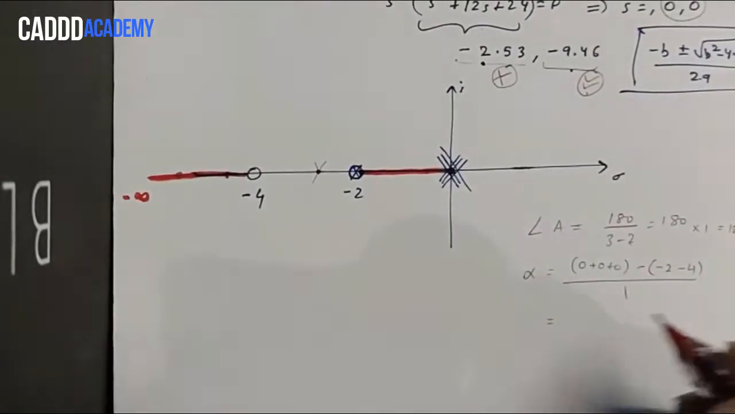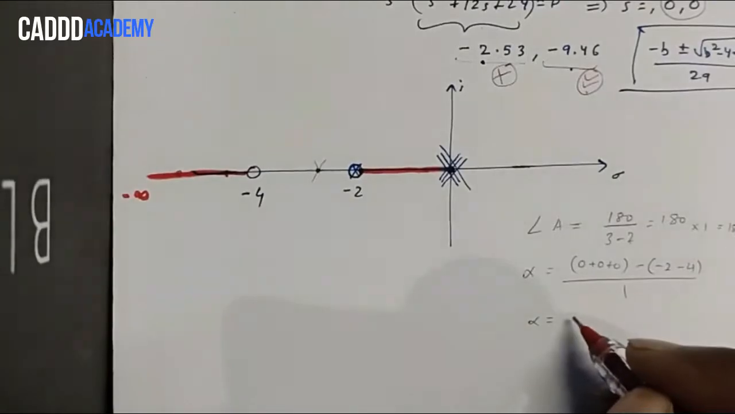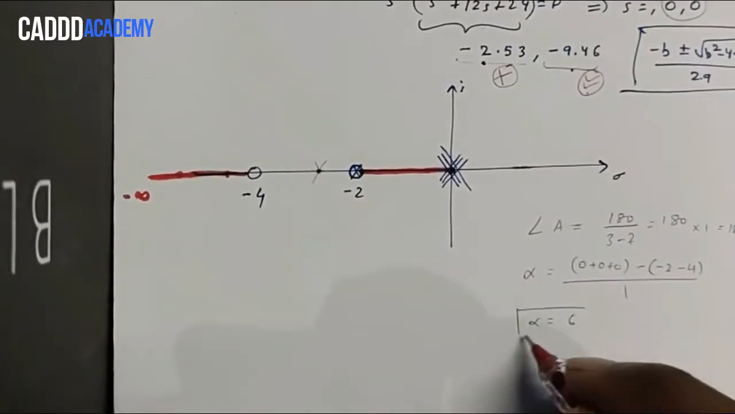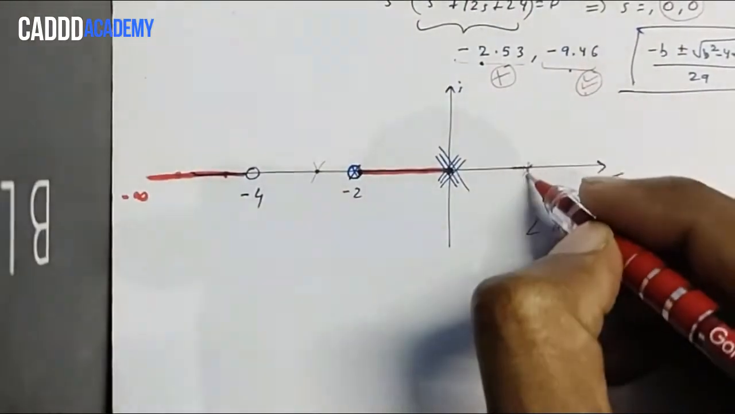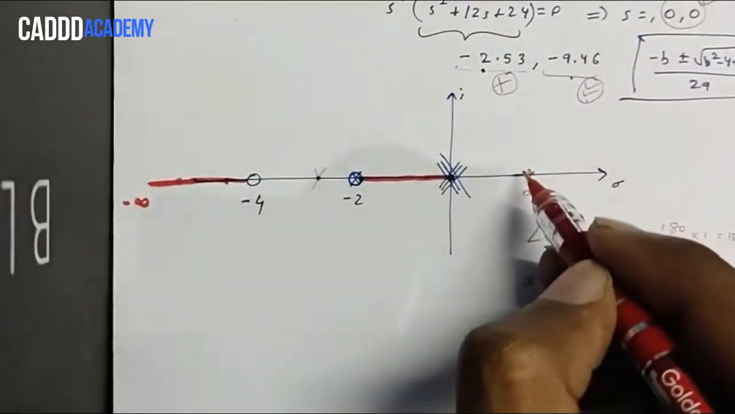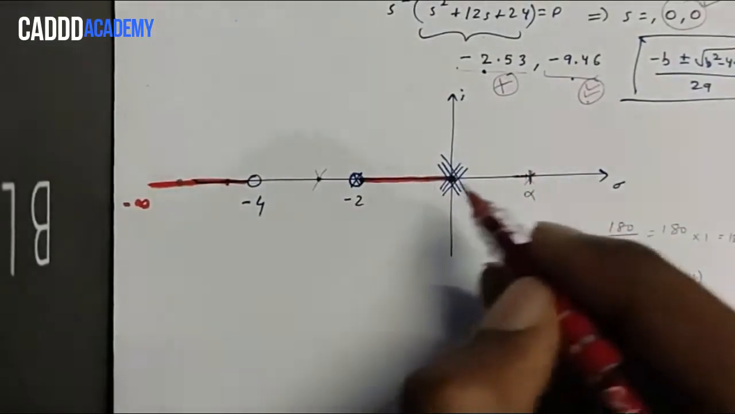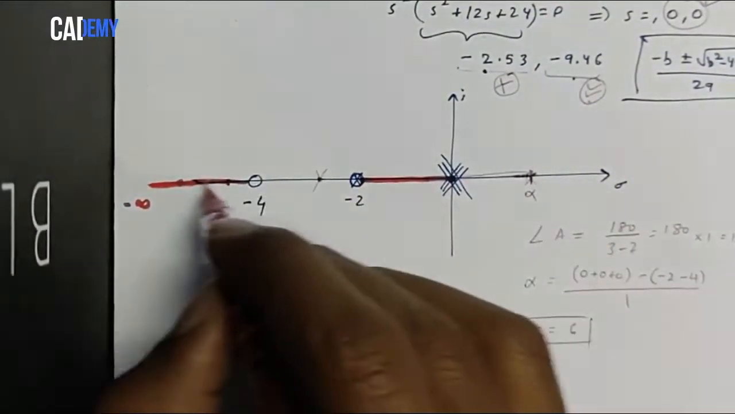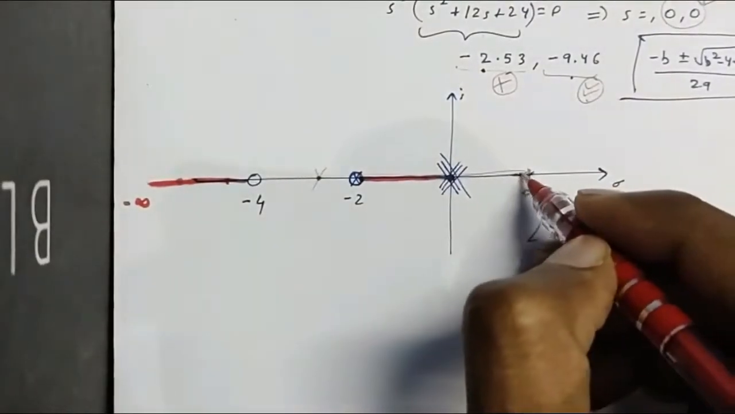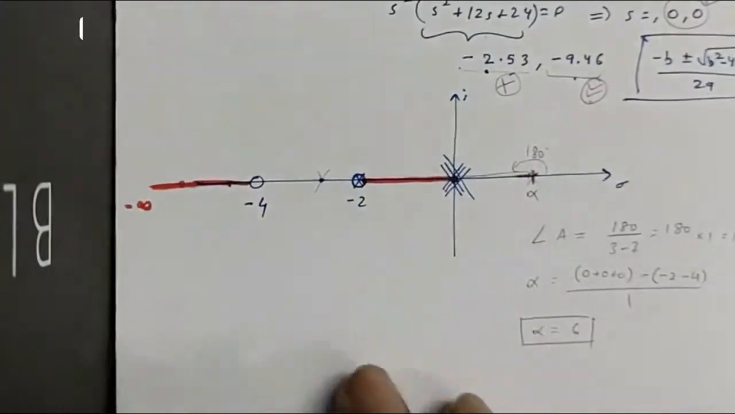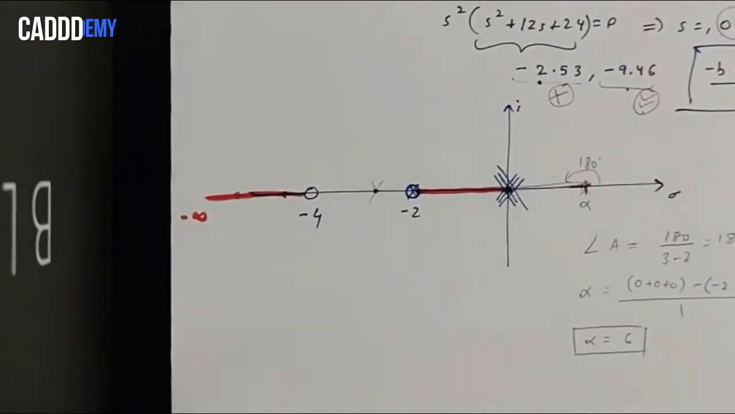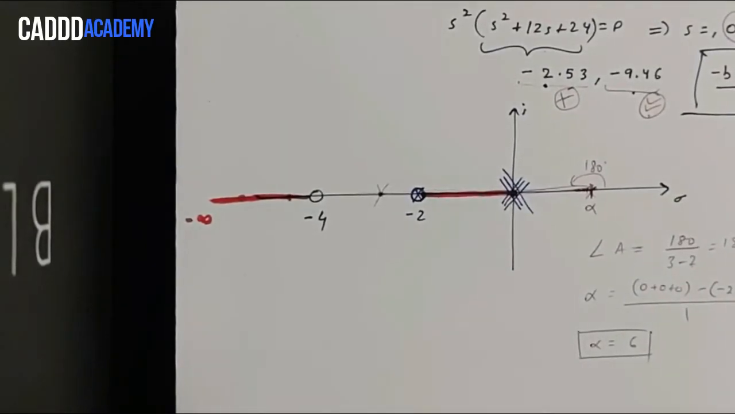Okay, so what we have as the centroid, which is 6. So at 6 we have the centroid. And the angle of asymptote is 180 degrees, just this line. Okay, this is 180 degrees, like this. So 180 degrees is the angle of asymptote. And now we will draw the root locus diagram.